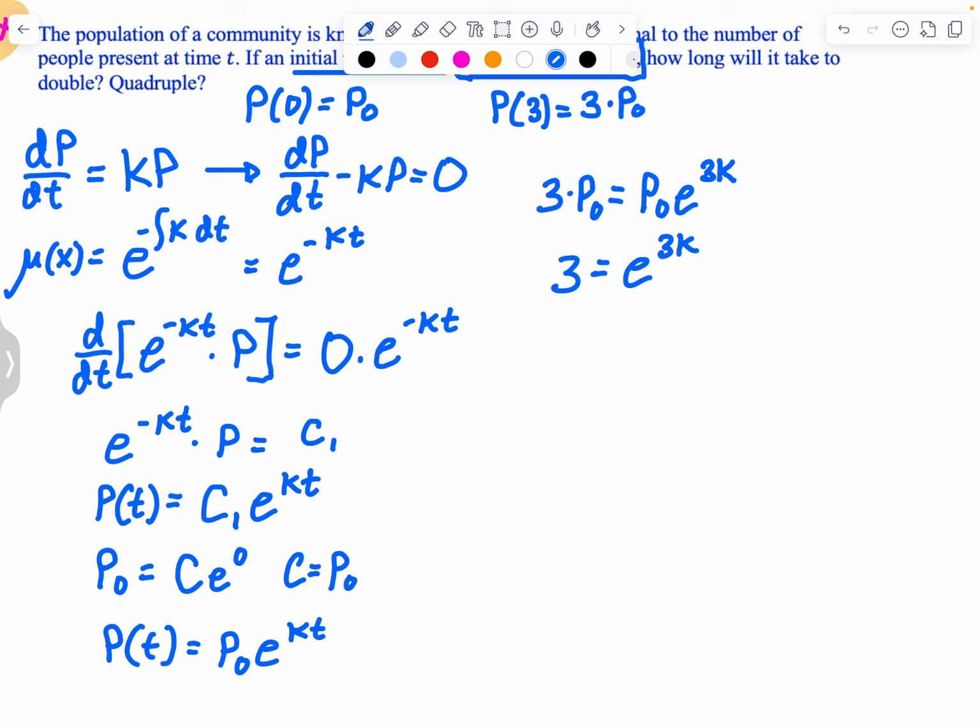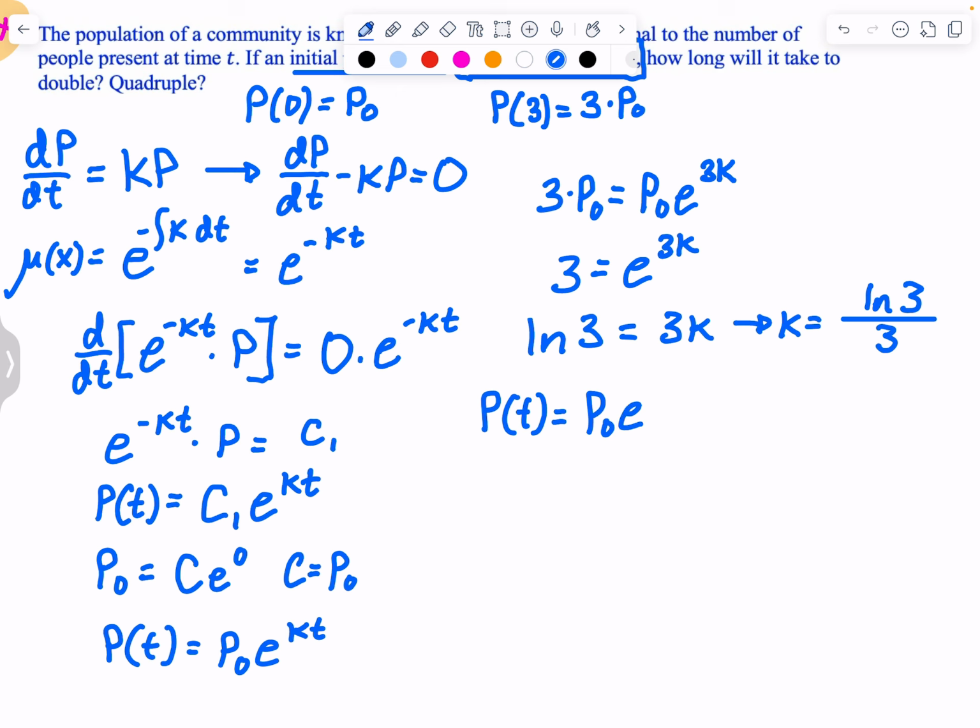This is an ln problem. So if I take the ln on both sides, I get ln of 3 equals 3k, which tells me k is ln of 3 over 3. Those threes do not cancel. We can't just have an ln by itself. Doesn't make sense. So please don't try to do that. So we have this new equation now: P of t equals P naught e to the (ln of 3 over 3) t. So it's not pretty, but that's okay.